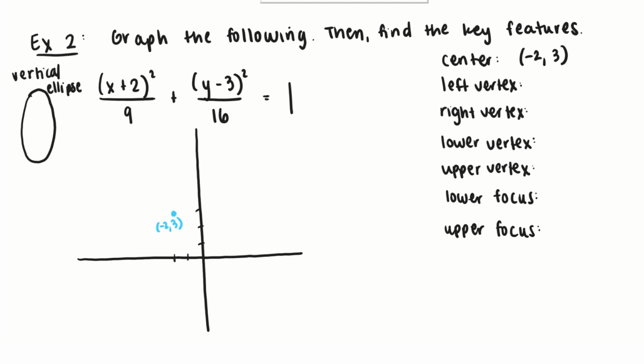And then my a squared term is 9. That's the number that's under x. And then if I take the square root to each side, then I get a is 3. So that means that I'm going to move to the right and left 3 units. So I'm going to move over 1, 2, 3. That's going to give me the point (1, 3), which is my right vertex.